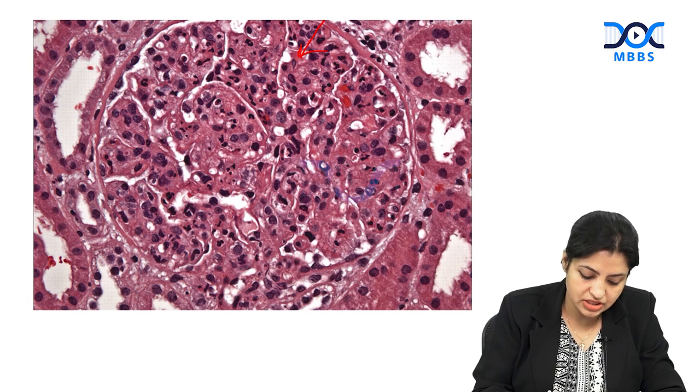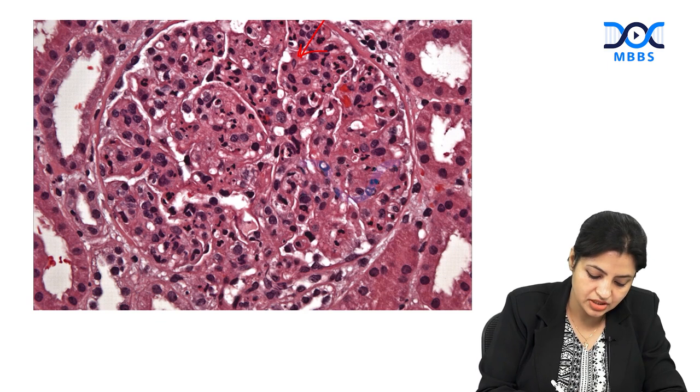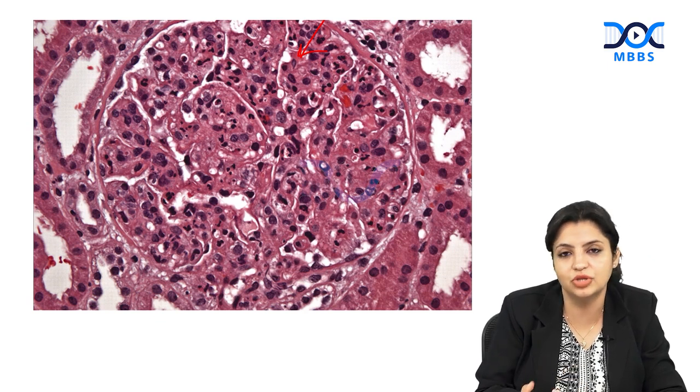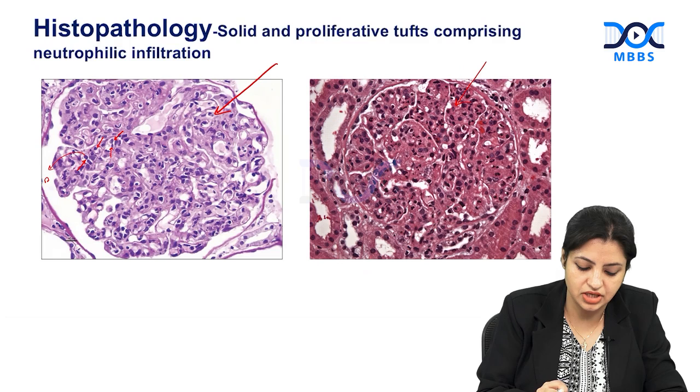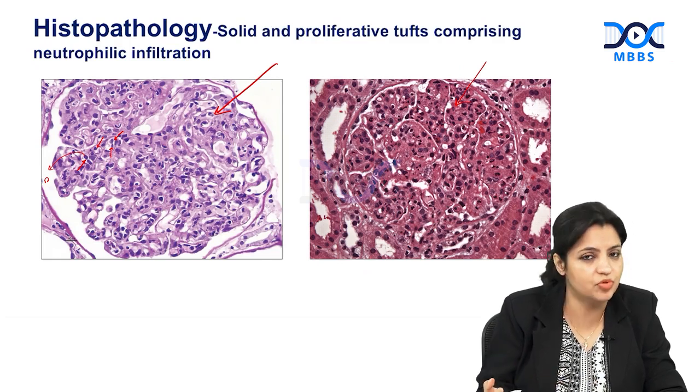Here also you can see that all the glomerulus is filled. There are no patent capillaries. There are a lot of cells here and there. So this is a very hypercellular glomerulus with no patent capillary. This is very characteristic of PSGN. It is a hypercellular glomerulus and shows a lot of endocapillary proliferation.